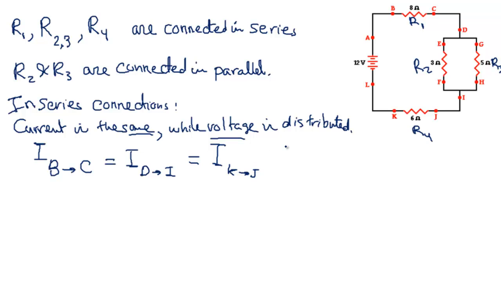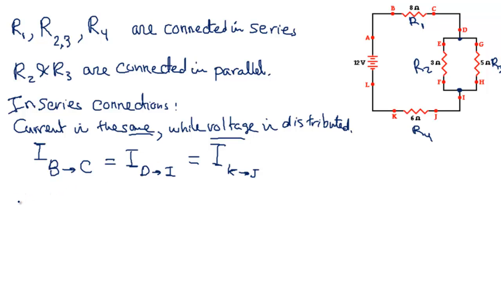The only time the current will split is when you have a junction. Like at this junction here, the current will split and then it will merge again at this junction. So the current going through D will be the same as the current going through I, which will be the same as the current going between J and K, and in turn equal to the current that came from B to C. So the current will be the same, while the voltage will be distributed.